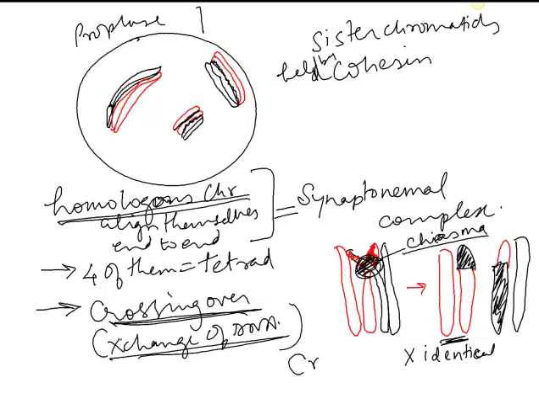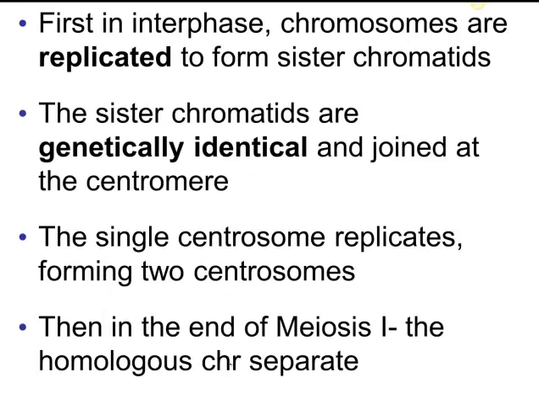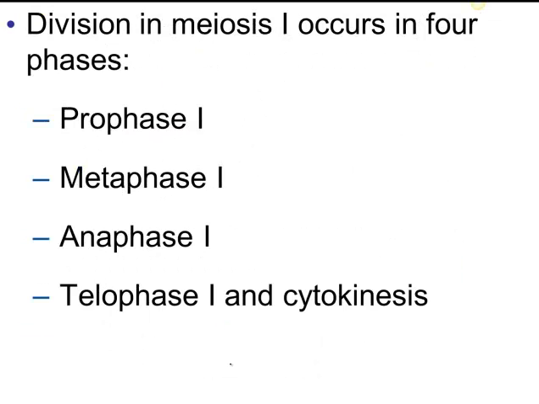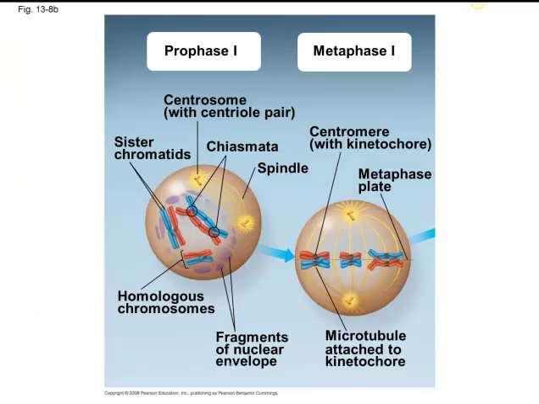Okay, now this is your sister chromatids, wherein this is your chiasma or chiasmata. Okay, the spindle starts to separate on the other side, the nuclear membrane fragments out, the homologous pairs are aligned. Okay, now this is exactly what takes place in your prophase 1.